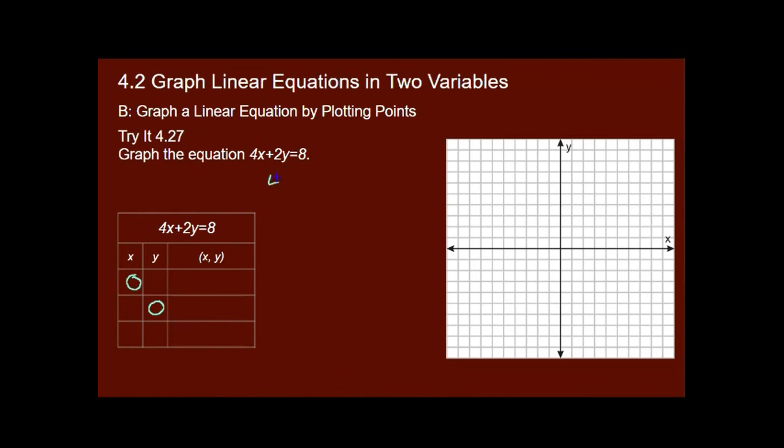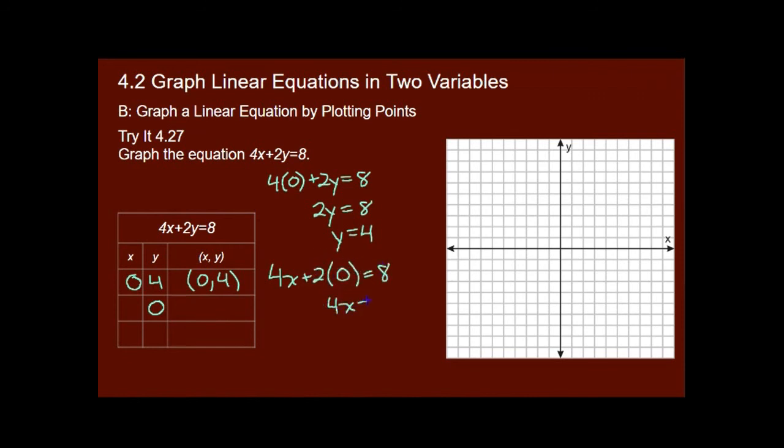So let's go ahead and plug 0 in for x. Plus 2y is equal to 8. This disappears. 2y is equal to 8. y is equal to 4. So when x equals 0, y equals 4, and I get (0, 4). Now I'm going to set y equal to 0. 4x plus 2 times 0 is equal to 8. This term disappears, and I'm left with 4x is equal to 8. Divide both sides by 4. x is equal to 2. So my ordered pair is (2, 0).